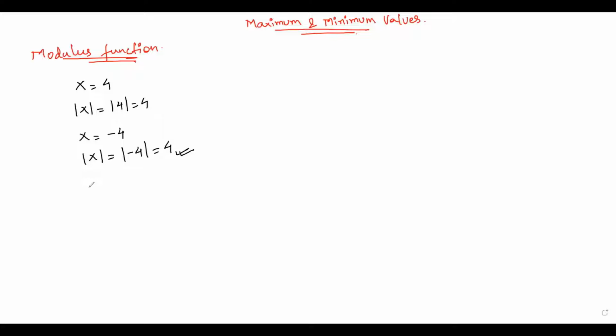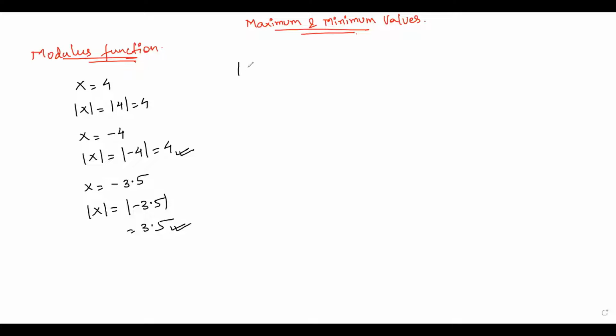In a similar way, if I take x to be minus 3.5, in that case mod of x would be simply mod of minus 3.5, which would be 3.5. So that means the outcome of the modulus function will always give us a positive number, no matter what is the input to this function.